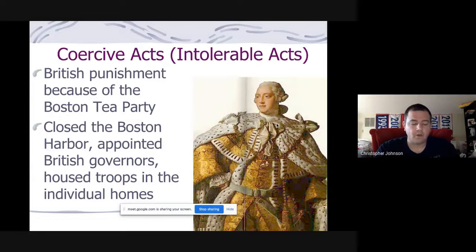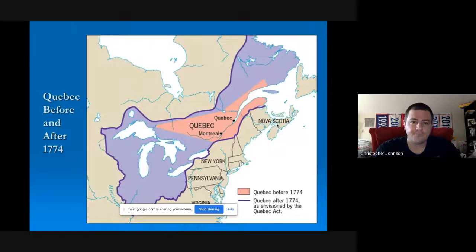These acts punished Boston. It closed their ports. It appointed their governors. It put more soldiers into houses. It made it a very restrictive type of place to live. These were colonies that had seen independence, had grown up in independence movements, and all of a sudden this independence is starting to slowly be taken away from them.